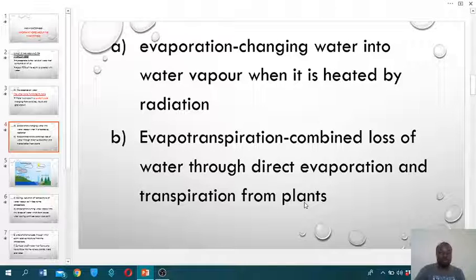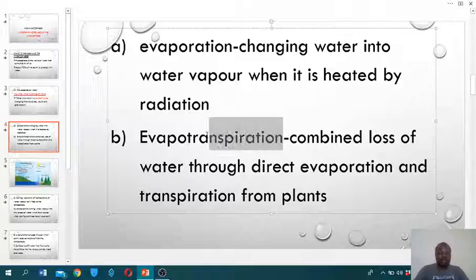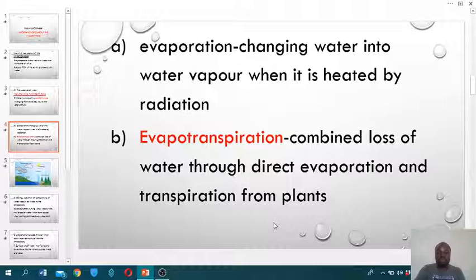We have another important term, evapotranspiration. It is a compound word which has the words evaporation and transpiration. When you put them together, we come up with the word evapotranspiration. So what is evapotranspiration? It is the combined loss of water through direct evaporation and transpiration from plants. Whenever the two happen at the same time, we call it evapotranspiration. It is also a process that you have to keep in your mind.